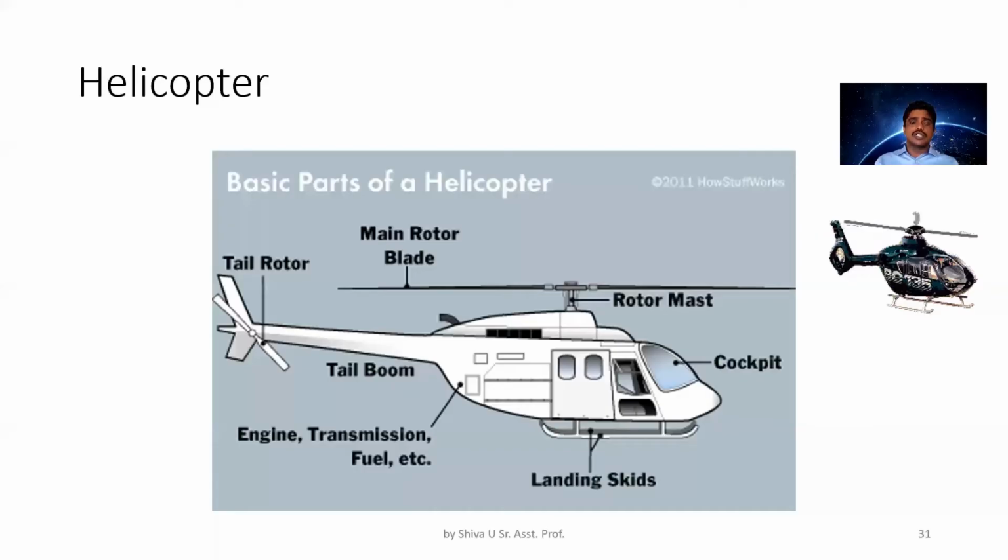Let's start with the rotor wing configuration. That's a helicopter, and many people will call it the basic configuration when it comes to fixed wing and rotor wing. So this helicopter comes under the category of rotor wing configuration.